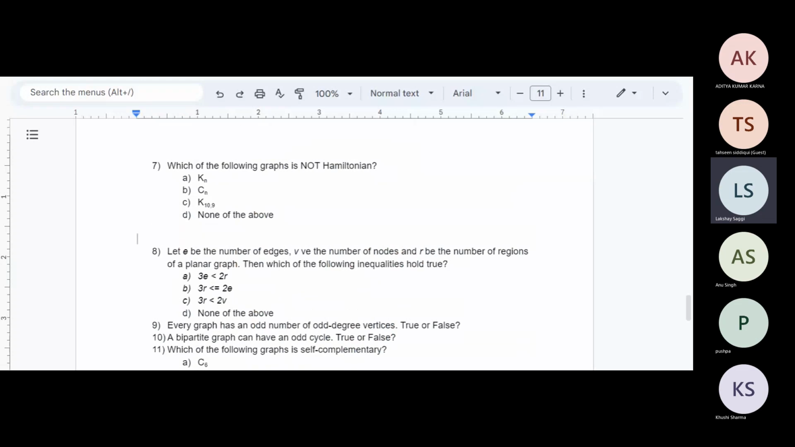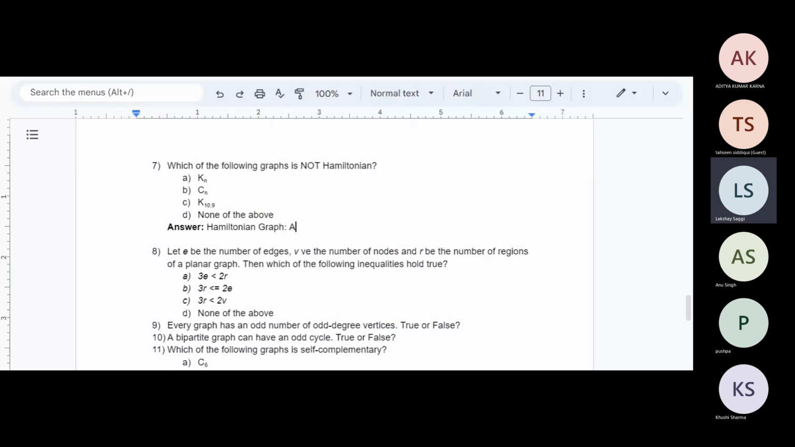So now let's come to the seventh question. The seventh question is asking which of the following graphs is not Hamiltonian. So what are Hamiltonian graphs? Just serving as a reminder to you guys of the definition.